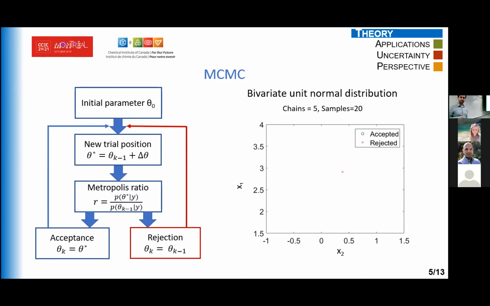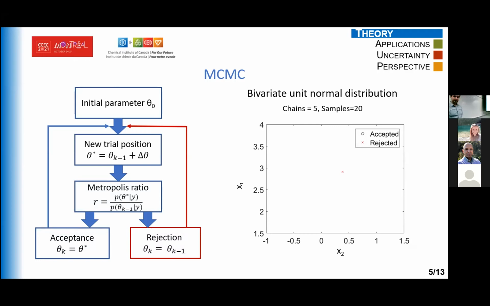And afterwards, we evaluate a Metropolis ratio. And this will tell us whether the new trial position is giving us a better probability of our output or a worse probability. In the first case, we accept the new value. Otherwise, we reject and we go back to the previous one.